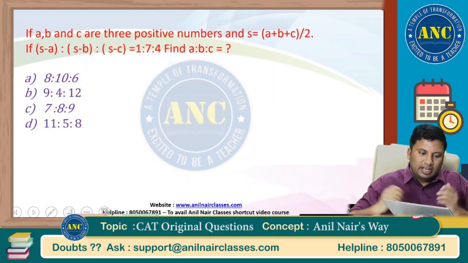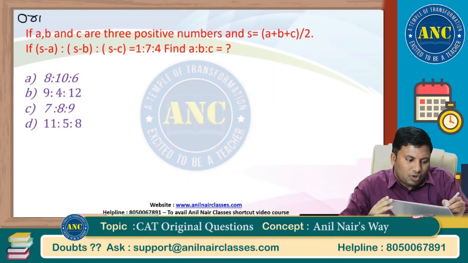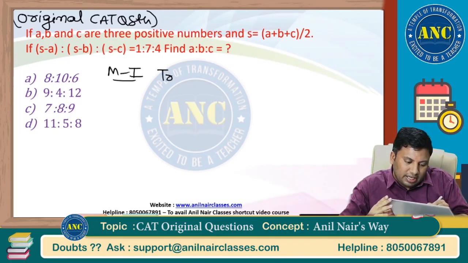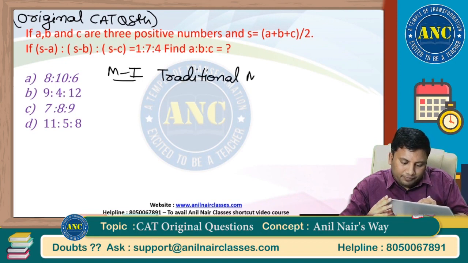Next one. See here, sir. This is an original CAT question. Original CAT question. Write method 1, traditional method. See here, sir. Method 1, traditional method.